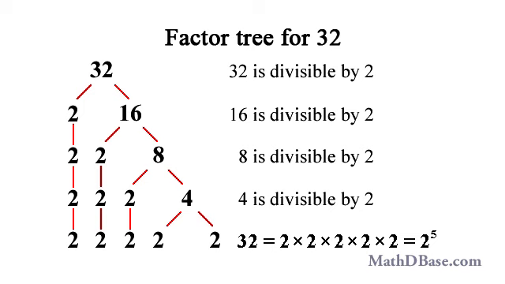So that we will have only 2s on the lowest branches, and the factorization can be read by multiplying the values on those lowest branches. 2 times 2 times 2 times 2 times 2, or 2 to the fifth.